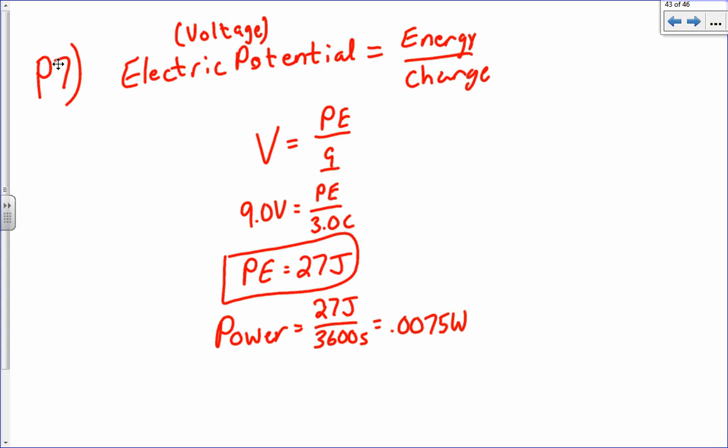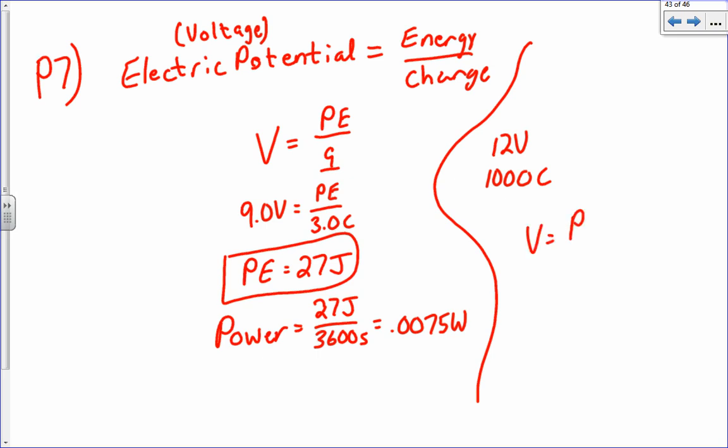In part B, it says calculate the energy put out by a 12-volt car battery that moves 1,000 coulombs of charge. Right. 12 volts moves 1,000 coulombs of charge. It takes an enormous amount of energy to start your car. Just to get it started, you have to get that whole engine moving. So if I want to know my energy, voltage is potential energy over charge. So that's 12 is equal to potential energy over 1,000.